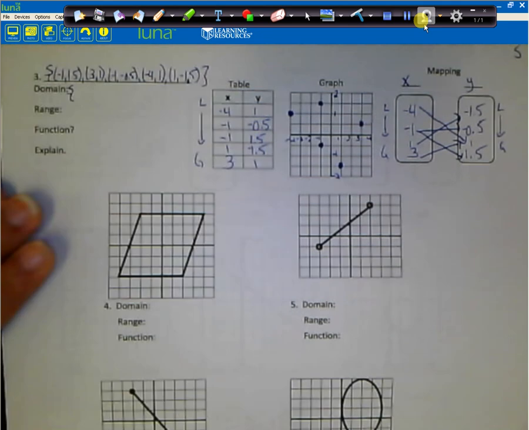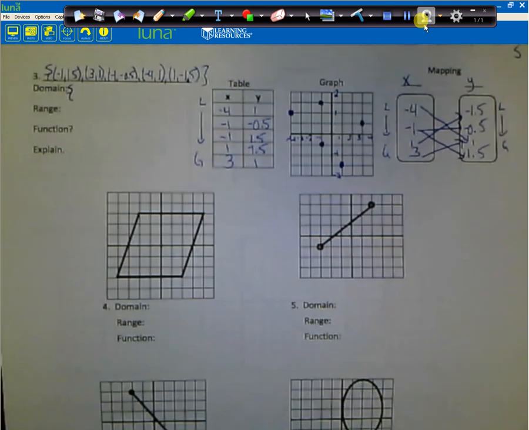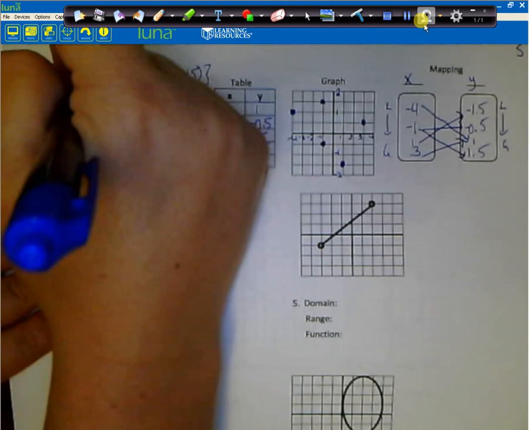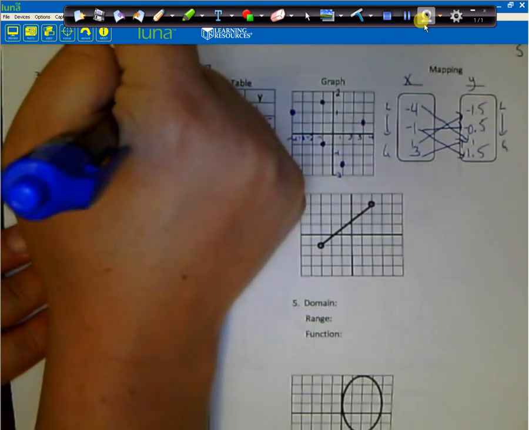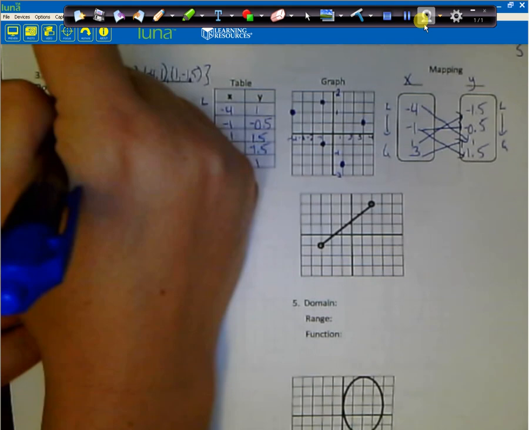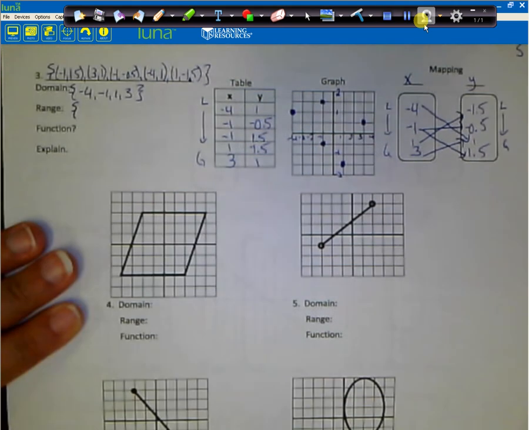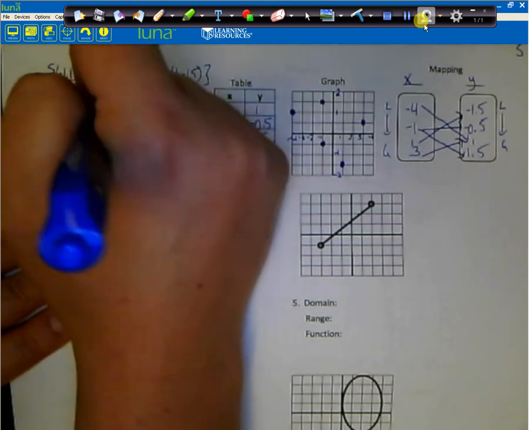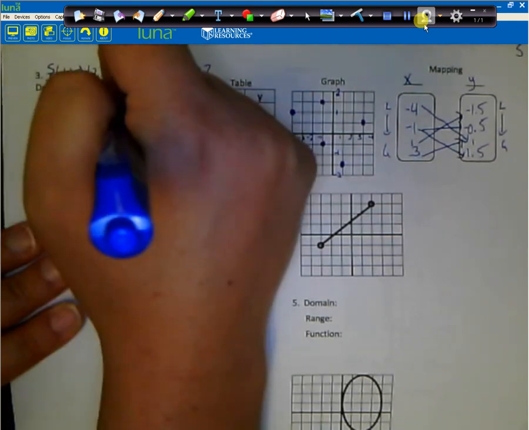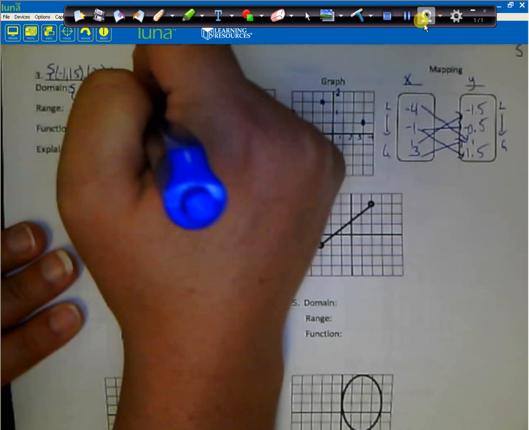Again, domain and range needs to be least to greatest with nothing repeating. So it's going to be negative 4, negative 1, 1, and 3 for my domain. My range is going to be negative 1.5, negative 0.5, 1, and 1.5.